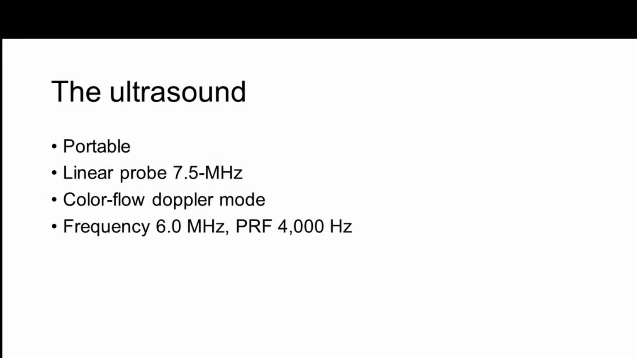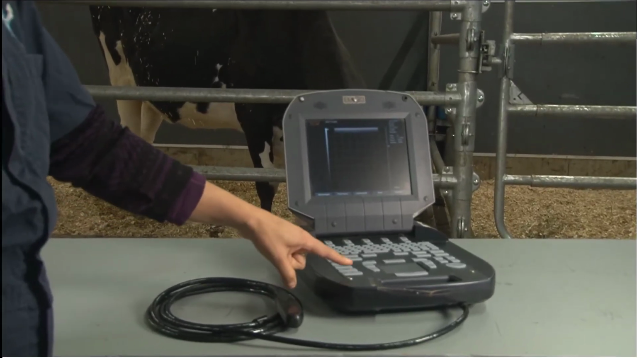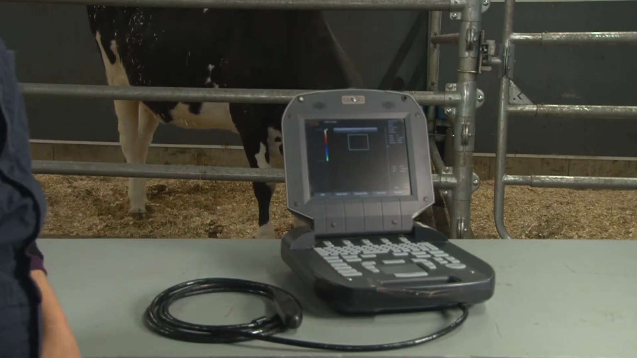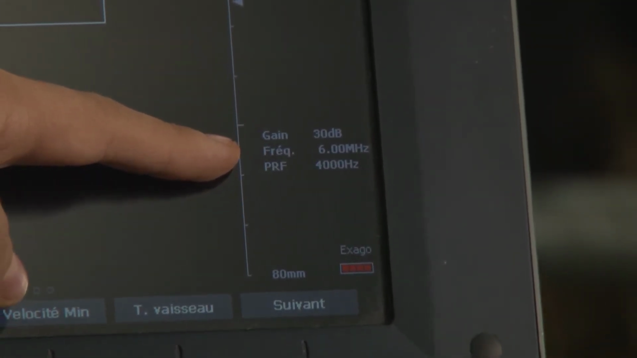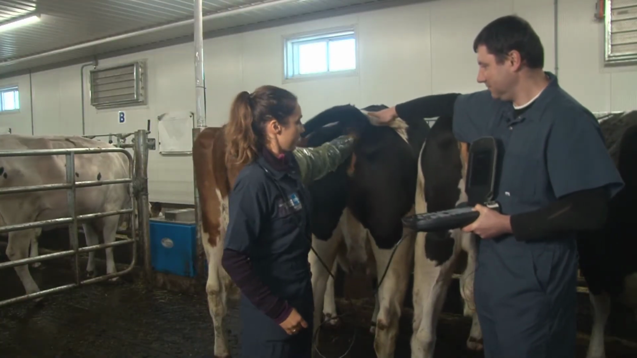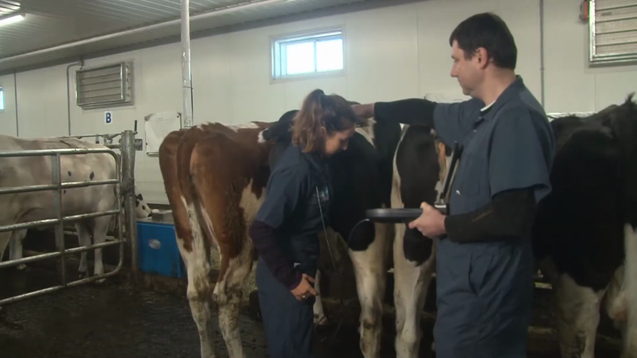The ultrasound you will need must have a linear probe and, in addition to the regular mode, a color flow mode. Every device has its own settings, and you will have to follow the recommendations from the manufacturer of your device. In this case, we will use a frequency of 6 MHz and a PRF of 4000 Hz.